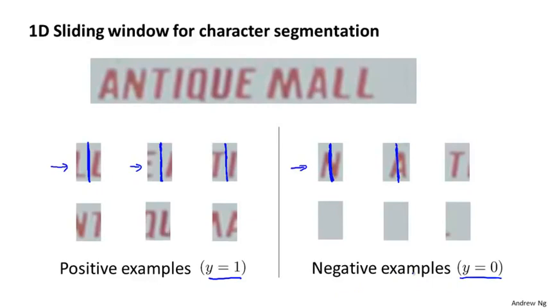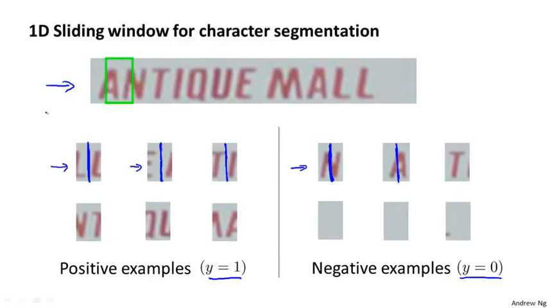So what we do is train a classifier, maybe using a neural network, maybe using a different learning algorithm, to classify between the positive and negative examples. Having trained such a classifier, we can then run it on the text that our text detection system has pulled out. We start by looking at that rectangle and ask, does the middle of that green rectangle look like the midpoint between two characters? And hopefully the classifier will say no.